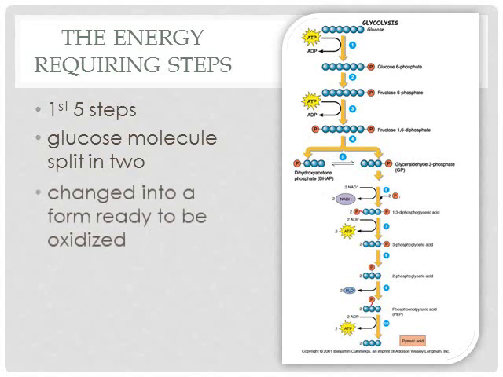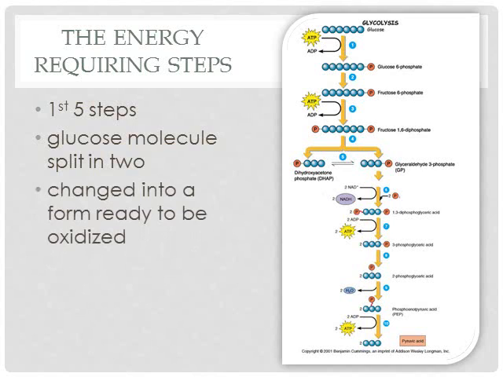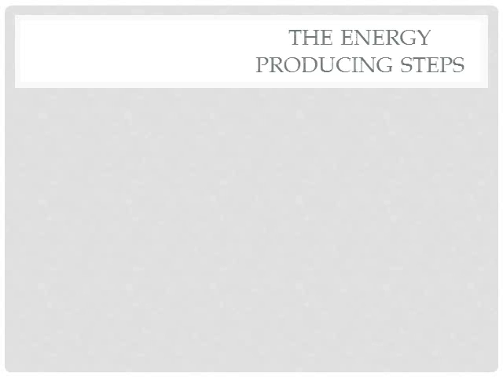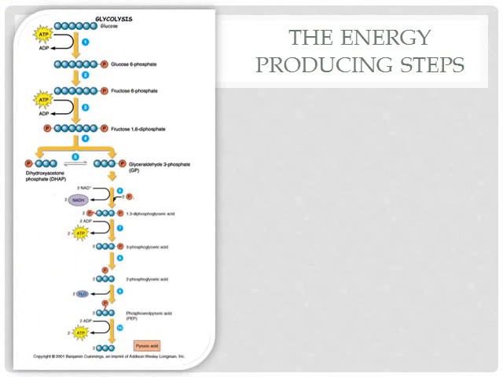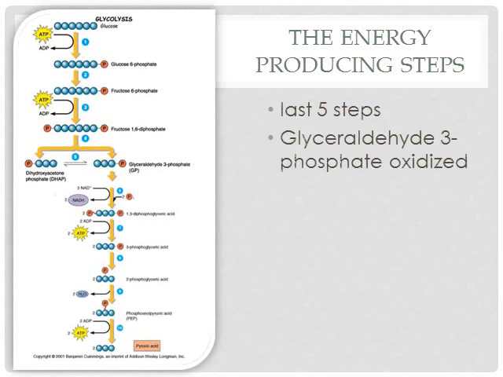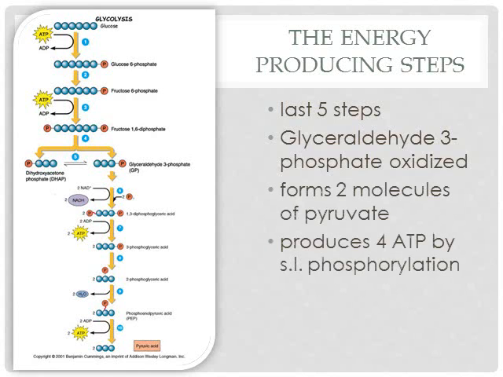And here we've got a bit of a summary. We're splitting things in two. We want a form that's ready to be oxidized once it enters the mitochondria. We know it consumes ATP, but it's going to get us back some ATP. So in this slide, in terms of words, we're only looking at the first 5 steps. And in the last 5 steps, same graphic, we are creating 2 glyceraldehyde molecules, G3P. And in the end, we end up with 2 pyruvate molecules.